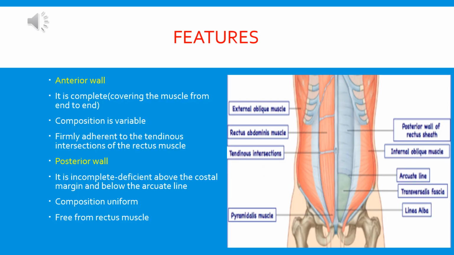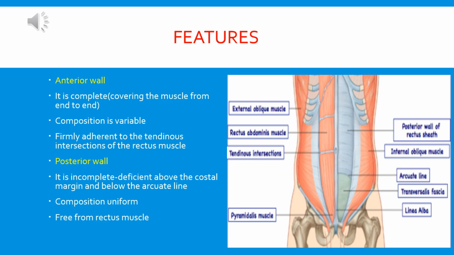Some of the important features of rectus sheath. The rectus sheath presents two walls, anterior wall and posterior wall. Then take the anterior wall. The anterior wall is complete. It covers the entire extent of the muscle longitudinally from the upper to the lower end. And its composition is variable, and this anterior wall is firmly adherent to the tendinous intersections of the rectus abdominis muscle.